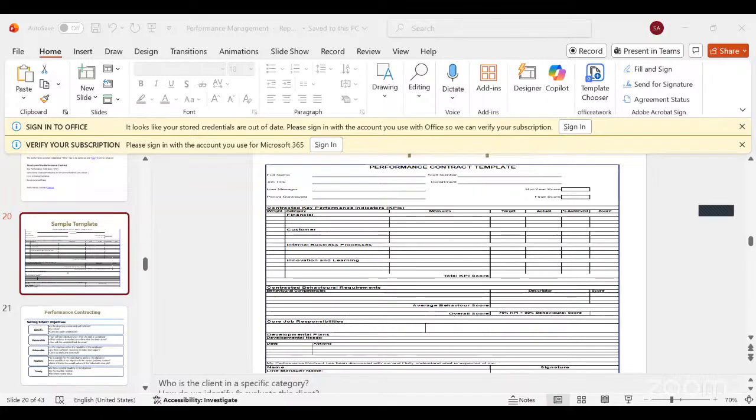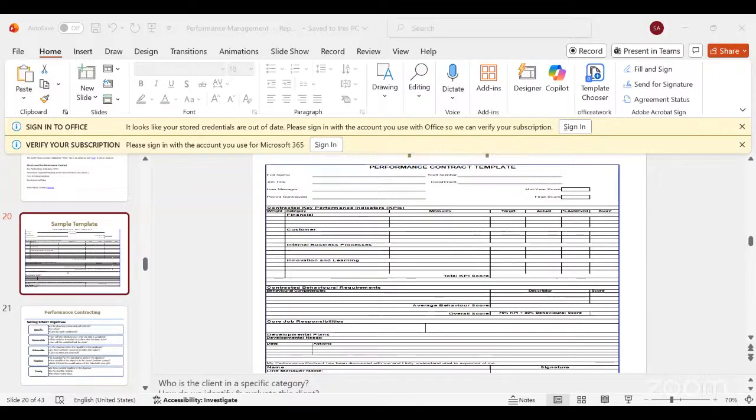Under the customer perspective, for this employee who is an administrative officer, one of the indicators is student satisfaction with services. And the target that is set for this employee is 85%.